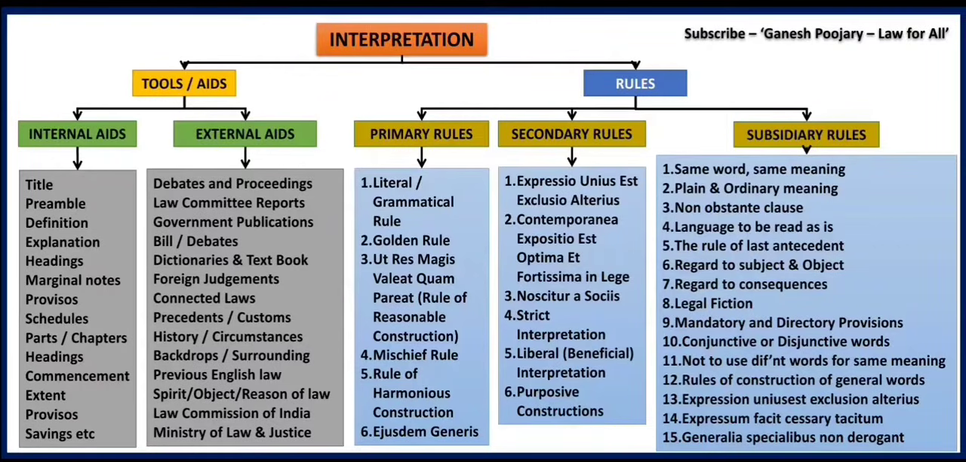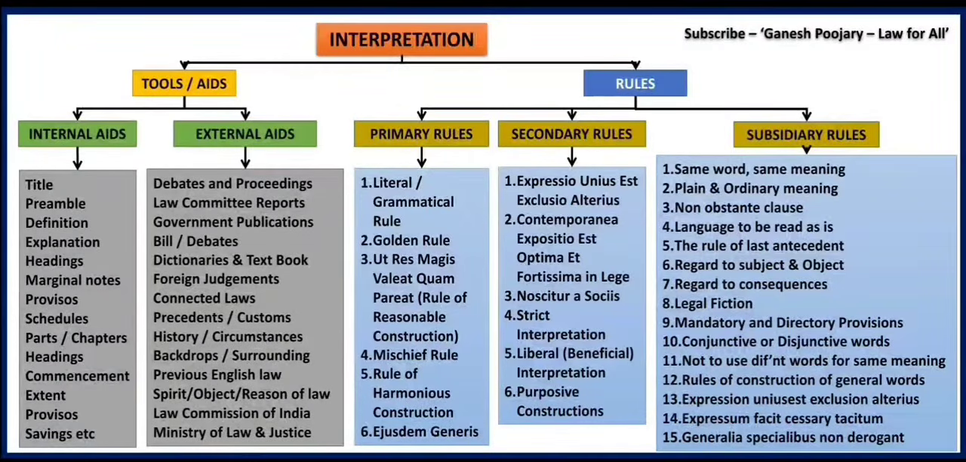provisos, savings, and many other aspects are available in the act itself, and utilizing them you can do interpretation, and these aspects from the statute itself are called internal aids because they are available in the act itself. You are not referring to anything outside the act. Everything is available in the act. You are reading the act, and with the help of whatever is available in the act, you are interpreting, and that is why they are called internal aids.